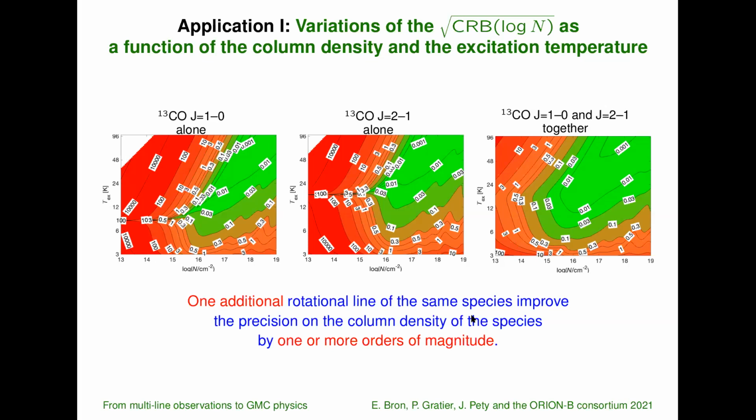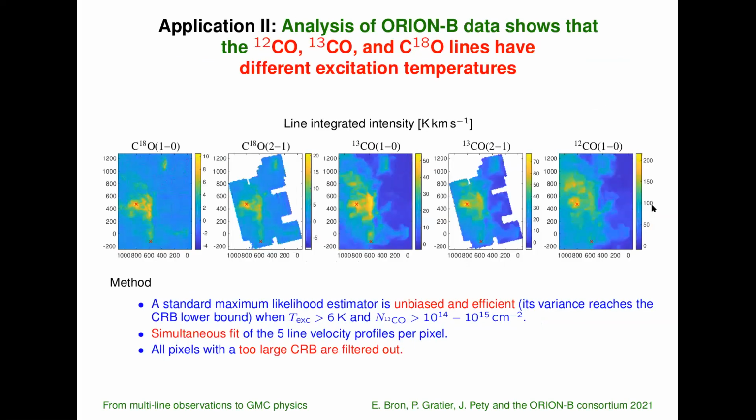So this is not a new result, the fact that it's better to have several transitions to have a better derivation of the column density. But the nice thing now is that we have a quantitative way to estimate the improvement in the precision.